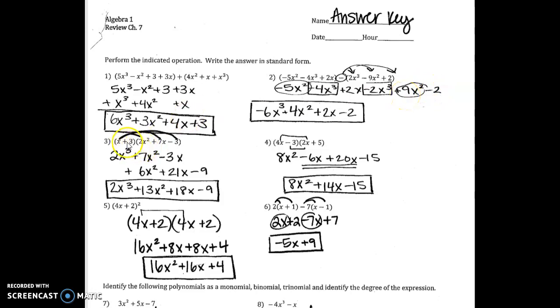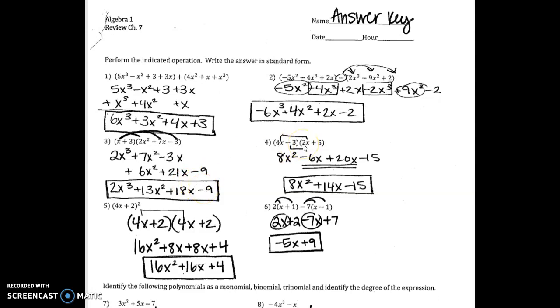This, you can double distribute. You could also put the x plus 3 underneath and then multiply kind of like old school multiplication and then combine like terms. So both of those will work when you are double distributing. You can always write your like terms stacked up to make it easy to combine them.